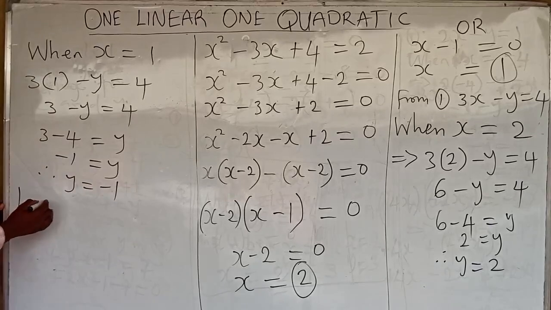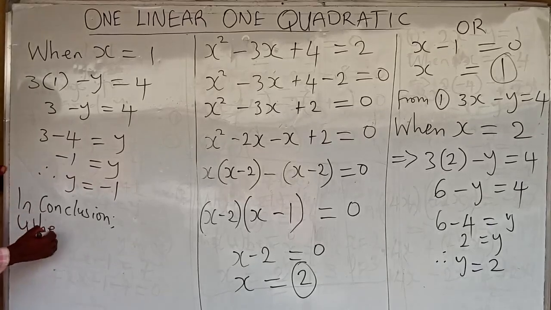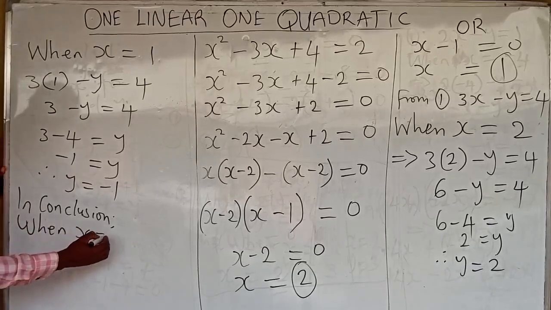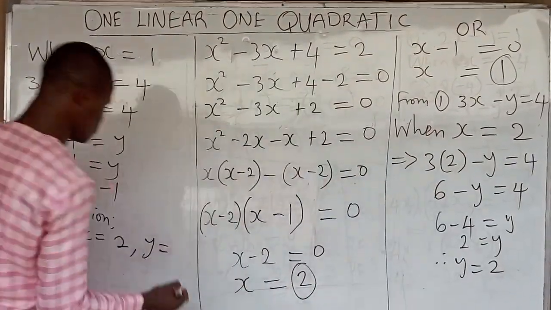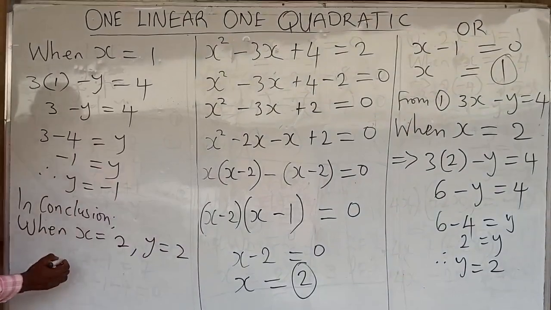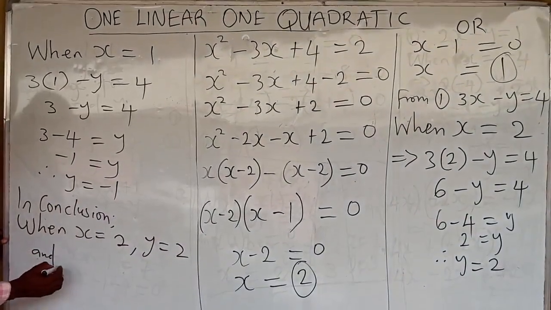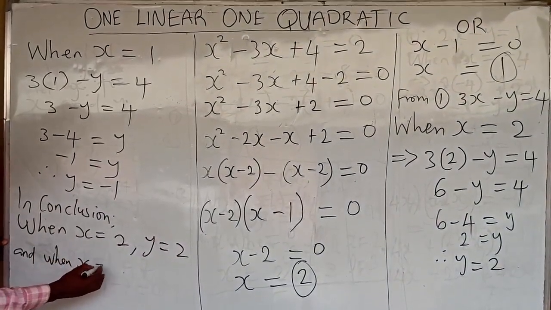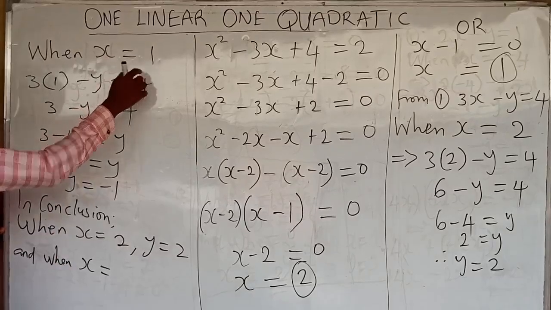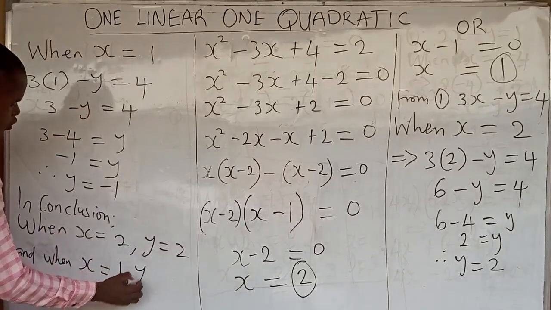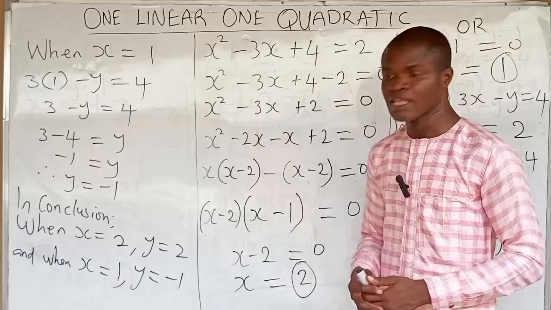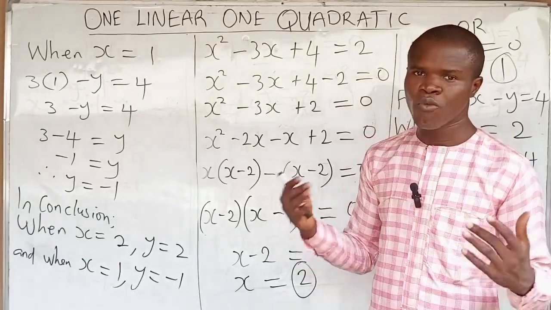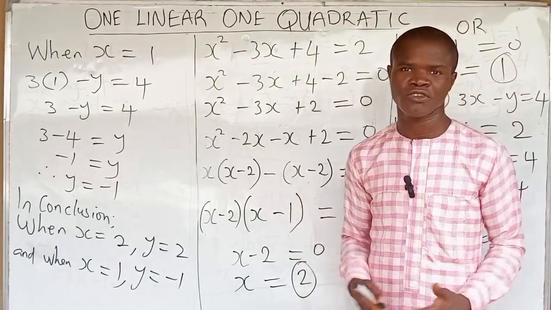Conclusion: when x is equal to 2, y is equal to 2, and when x is equal to 1, y is equal to minus 1. So I believe you have understood how to solve one linear, one quadratic simultaneous equation.